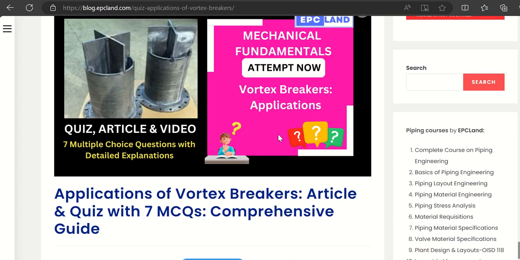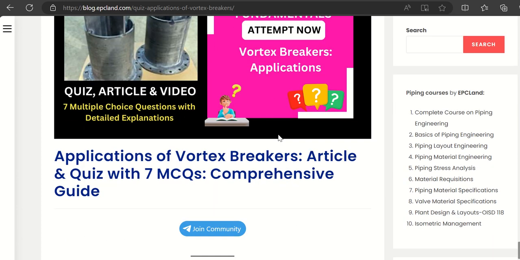So we are talking about vortex breakers. In the first section we talked about various definitions, various types, their application, and we compared the types also. In this section we are talking about the applications of vortex breakers. In the previous section we talked about the literature part. We try to understand where these vortex breakers are generally used.